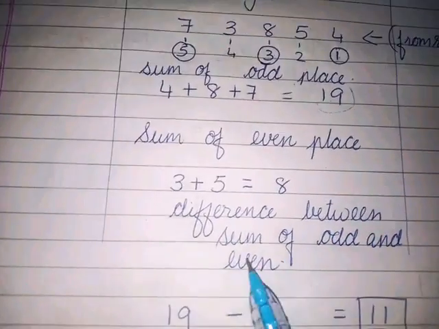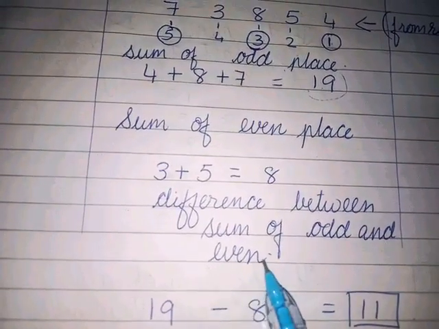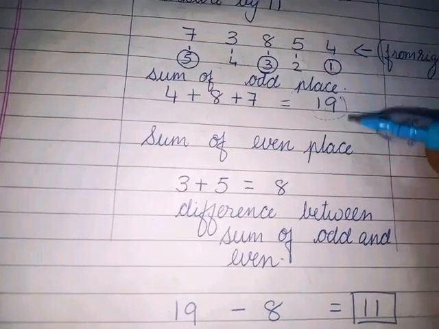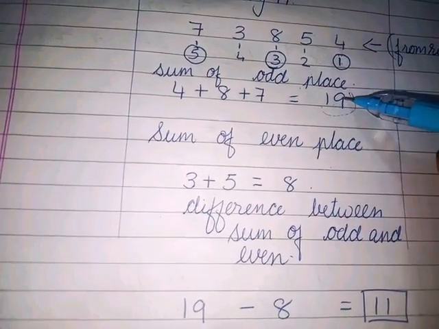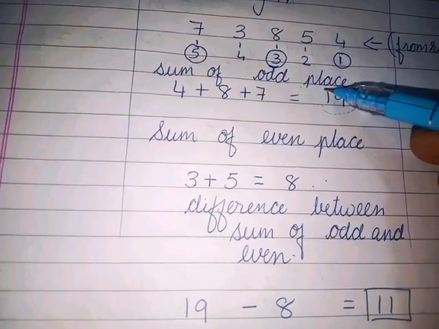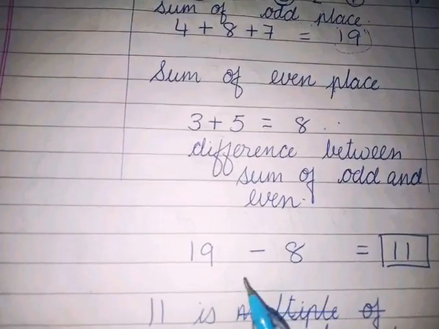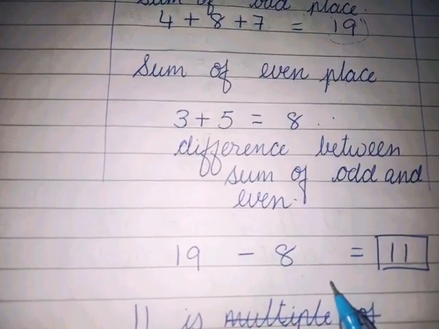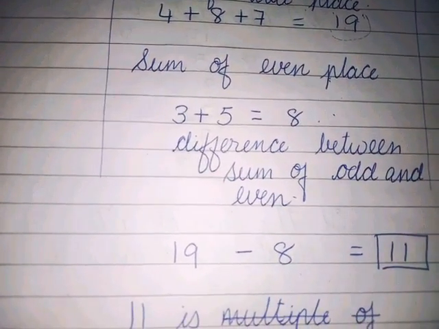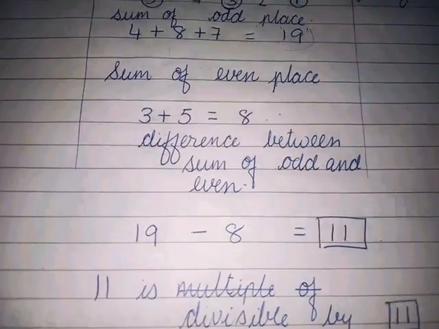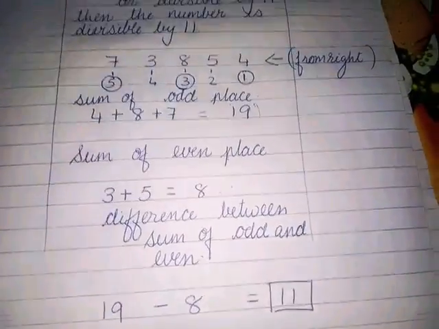Now the difference between the sum of the odd and even places. Now we need to subtract this 19 and 8. The difference between 19 and 8, that is the sum of the odd places and the sum of the even places. How will we do it? 19 minus 8. What will come? 11. So we can say that the number is divisible by 11.